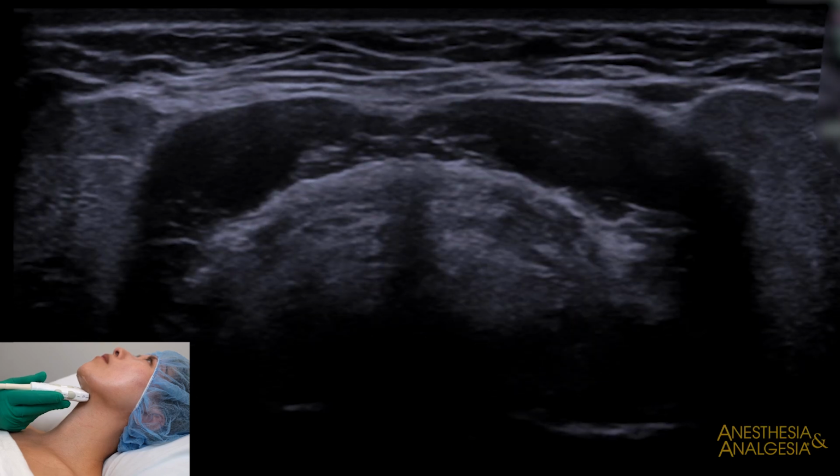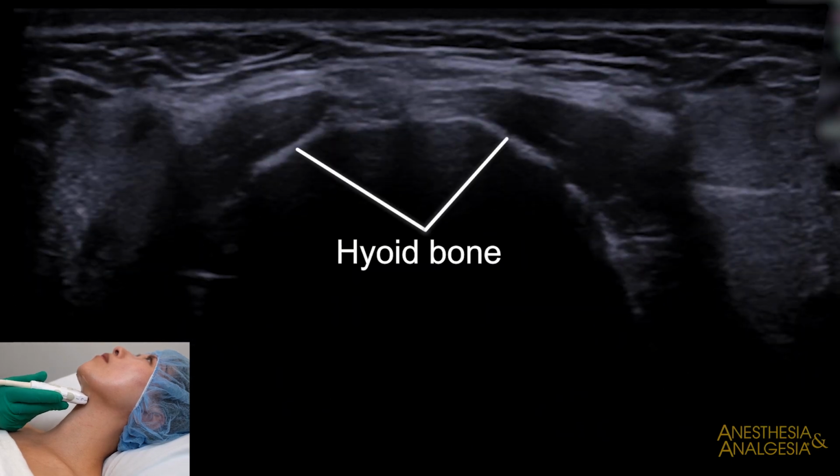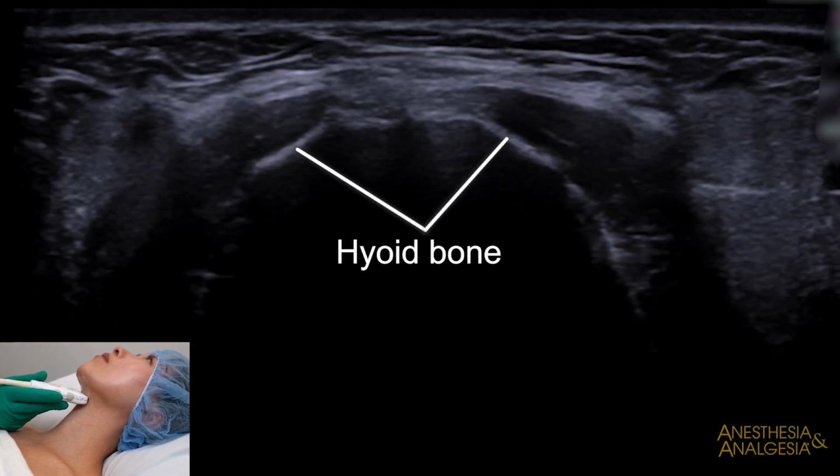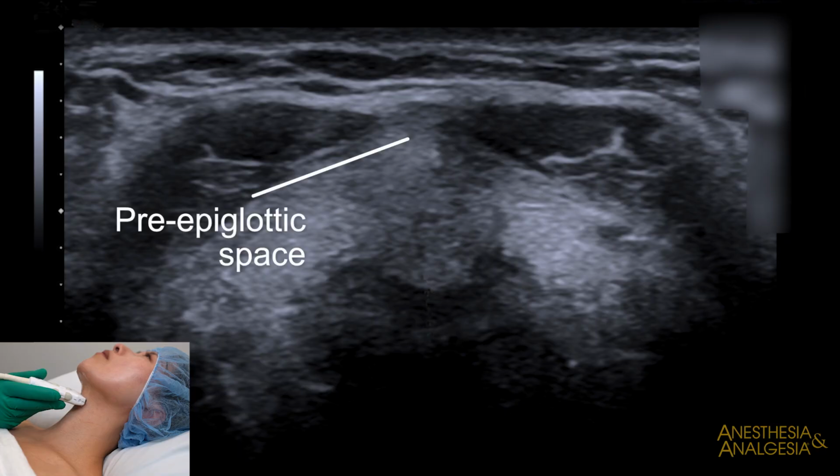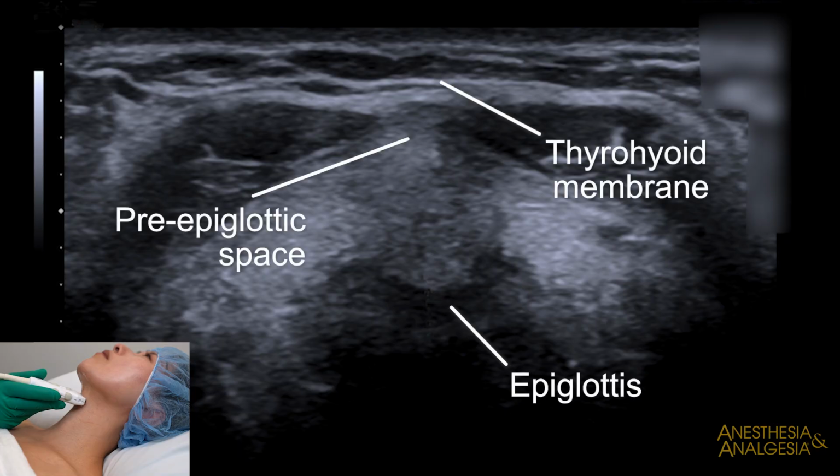Continue to slide the probe caudally to identify the body of the hyoid bone, which appears as a hyperechoic semicircle with an associated hypoechoic shadow. Just caudad to the hyoid bone, find the thyrohyoid membrane. Here it is possible to visualize the epiglottis, appearing as a hypoechoic structure. The preepiglottic space is the space between the thyrohyoid membrane and the epiglottis.